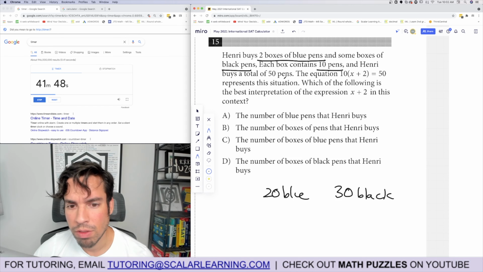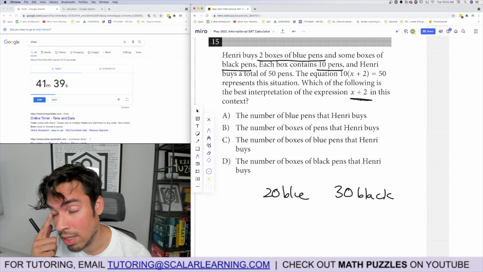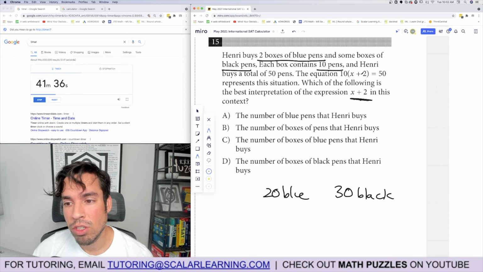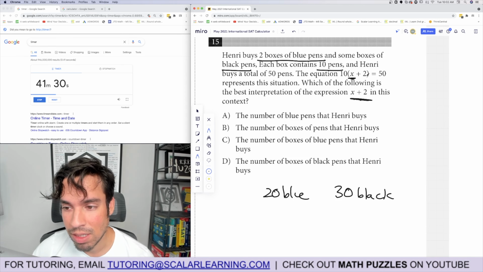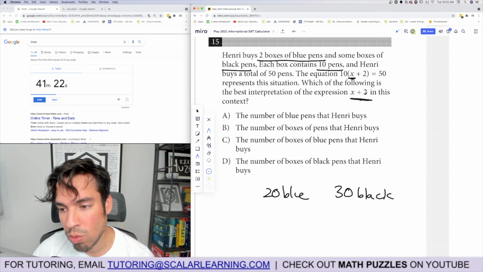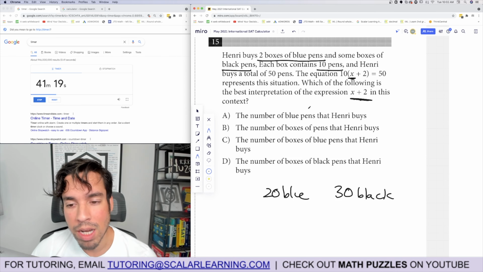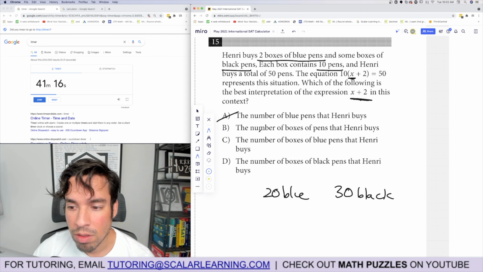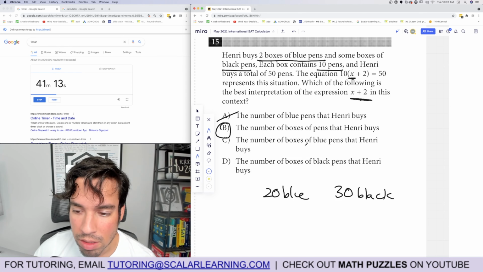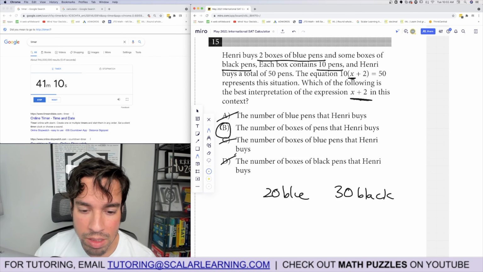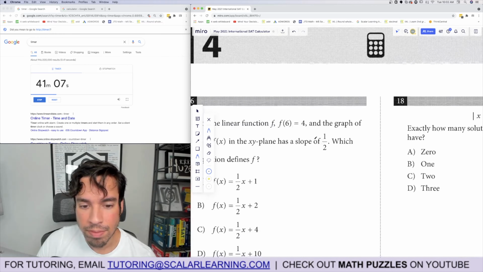This is so weird. Which of the following best interpretation of the expression? Oh, yeah. X plus 2 is the total. Okay, I get what they're asking. So yes, it is 3 boxes of the black. But they're saying that this represents the number of black pens. This is the number of boxes of black pens. This is the number of boxes of blue pens, the 2, and it's 10 for each. So that's why this has to be 3. But the x plus 2 in the expression, x alone represents black, 2 represents blue, so the x plus 2 represents the total boxes of pens. Yes, the number of boxes of pens that Henry buys. No, because that's 2. Nope, because that's just x, not x plus 2.